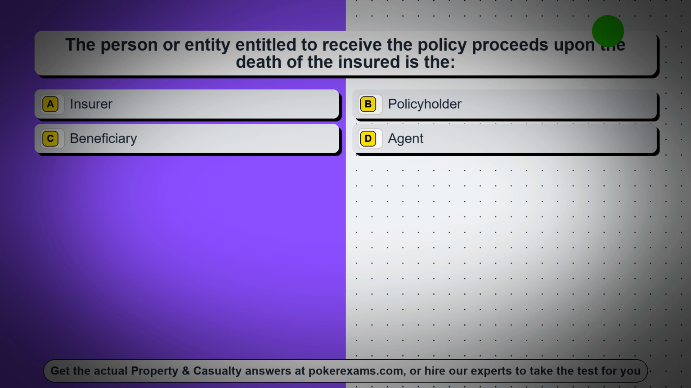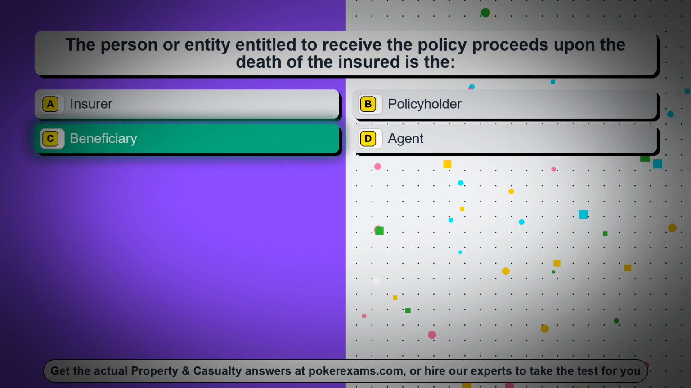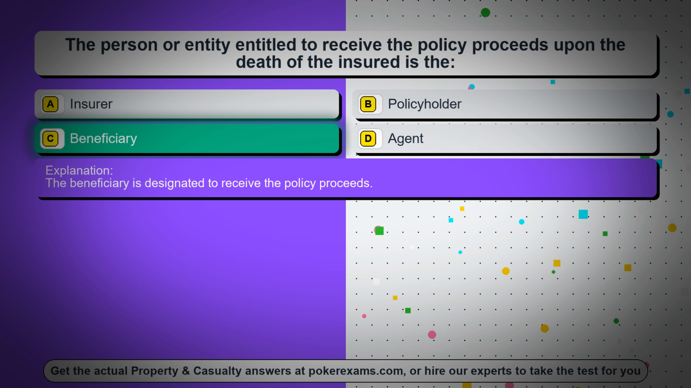Question 21. The person or entity entitled to receive the policy proceeds upon the death of the insured is the option A, insurer. Option B, policyholder. Option C, beneficiary. Option D, agent. The correct answer is option C, beneficiary. The beneficiary is designated to receive the policy proceeds.